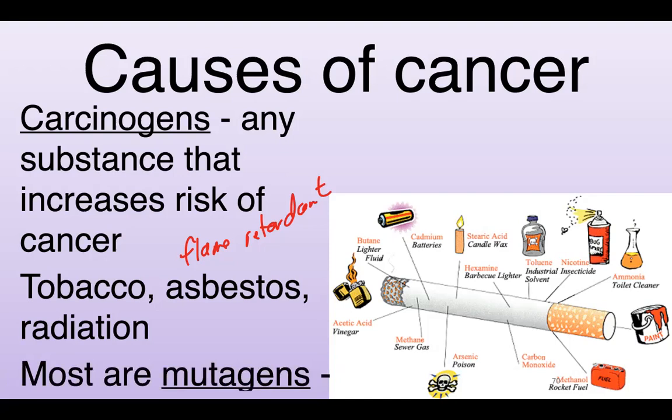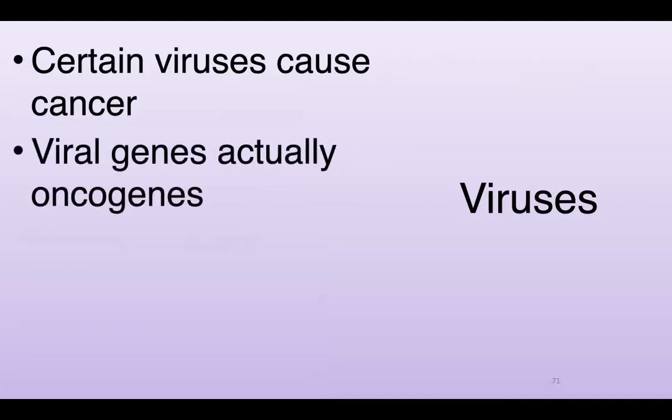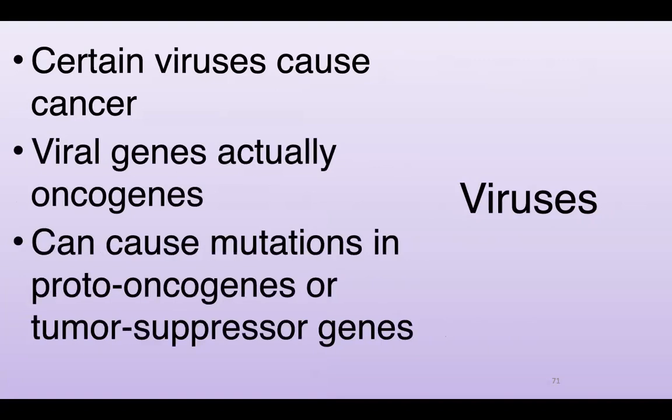Most of these are mutagens. These are substances that cause mutations in DNA, and therefore may put you more at risk for cancer. Now, you might not know, but there are also some viruses that can cause cancer. In these cases, the genes inside the virus are actually oncogenes, and they can cause mutations in our proto-oncogenes or tumor suppressor genes. A very famous one is called HPV.